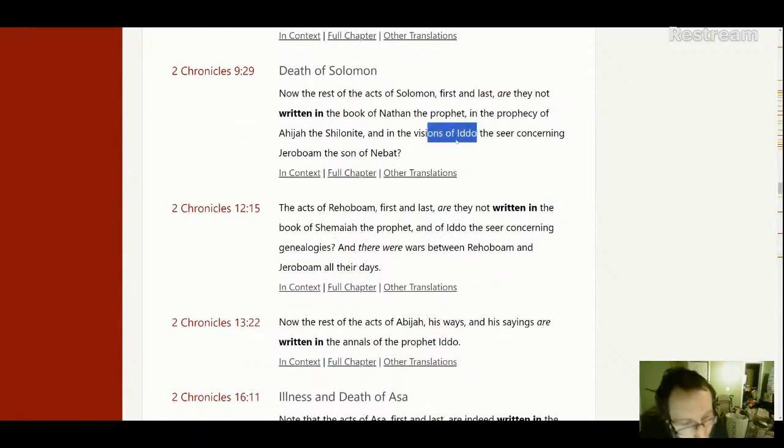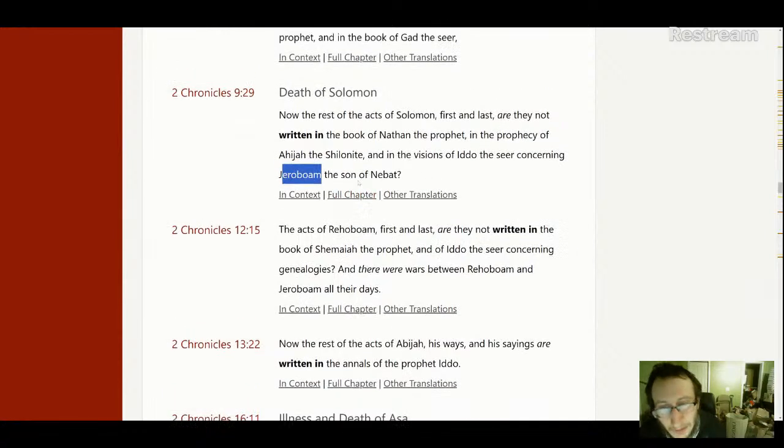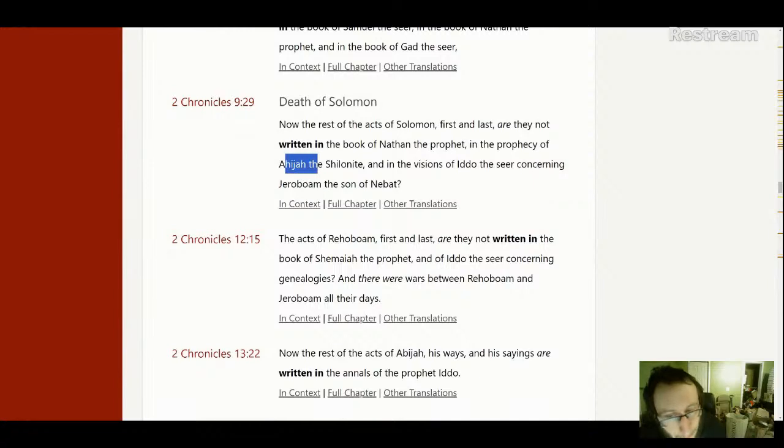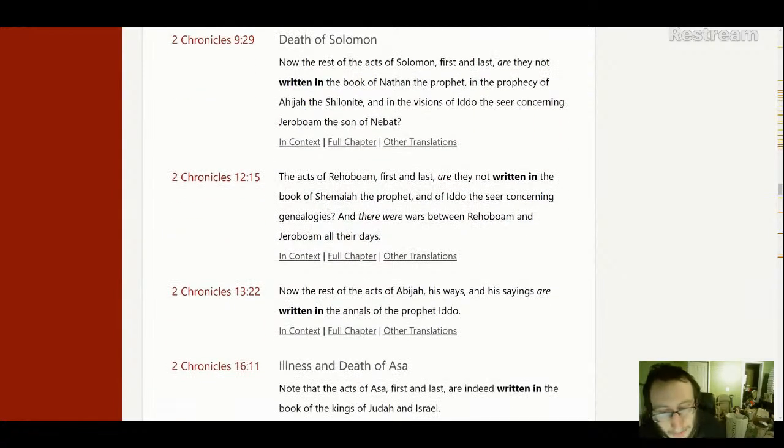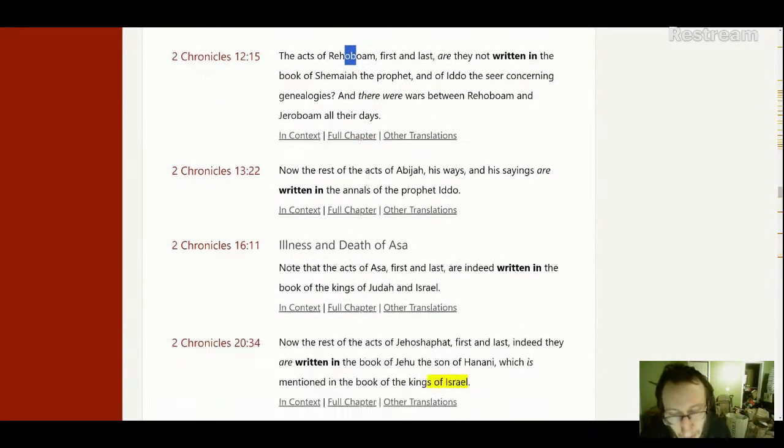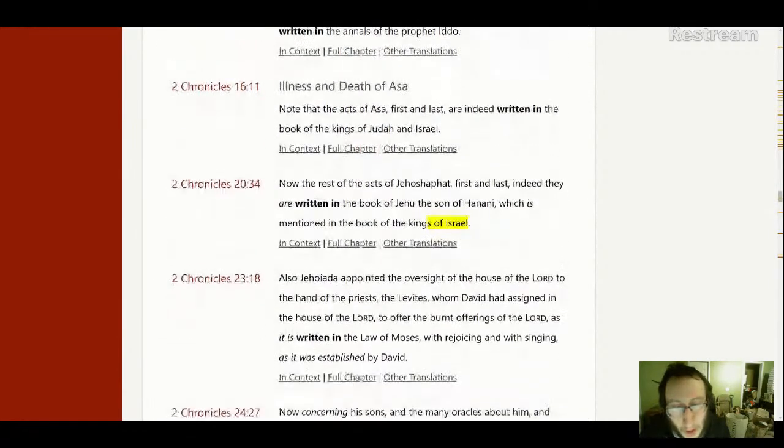Visions of Iddo. So Iddo had visions, he was a seer, and he had visions about Jeroboam. So now we know that not just about Solomon, but also about Jeroboam, he had visions. Ahijah was apparently primarily or only about Solomon. Shemaiah likewise apparently was only about Rehoboam. But when we go to Asa, there's no prophet book. It's just the Book of the Kings of Judah and Israel.